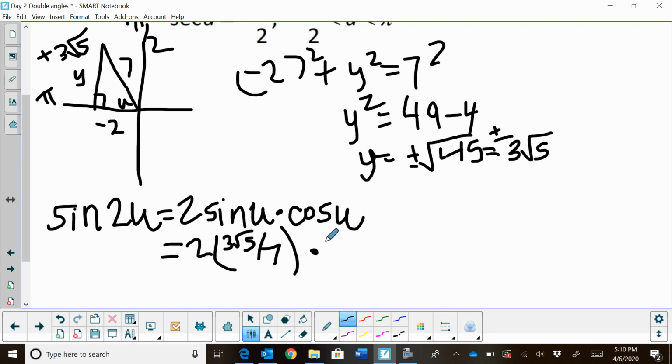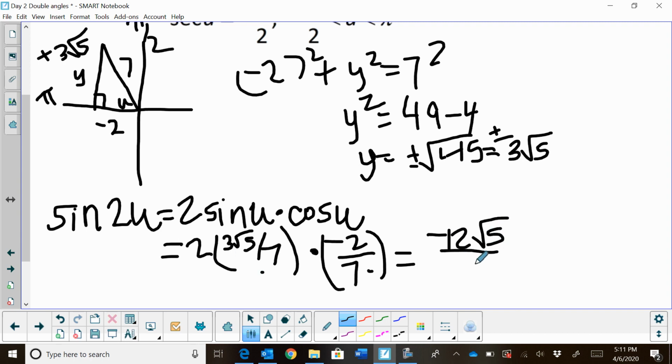Now, cosine is just the reciprocal of secant, so that's just -2/7. And so let's see what that gives us. That gives us 6 times -2, which is -12 root 5, all over 7 times 7, which is 49. So there is the sine of the double angle.